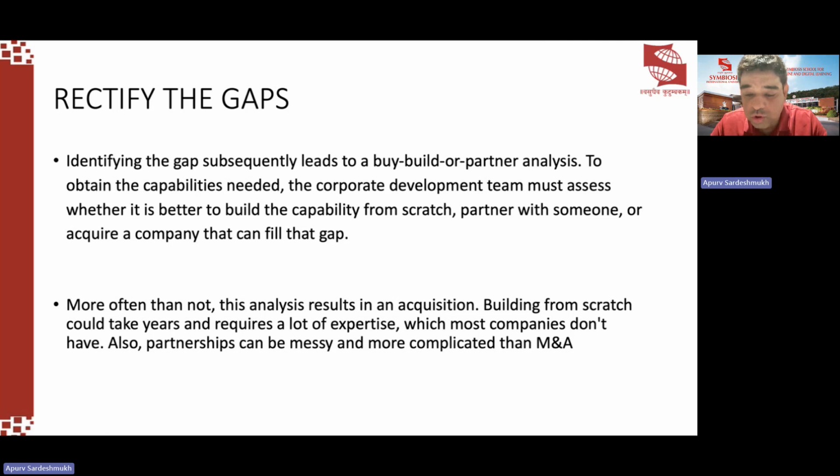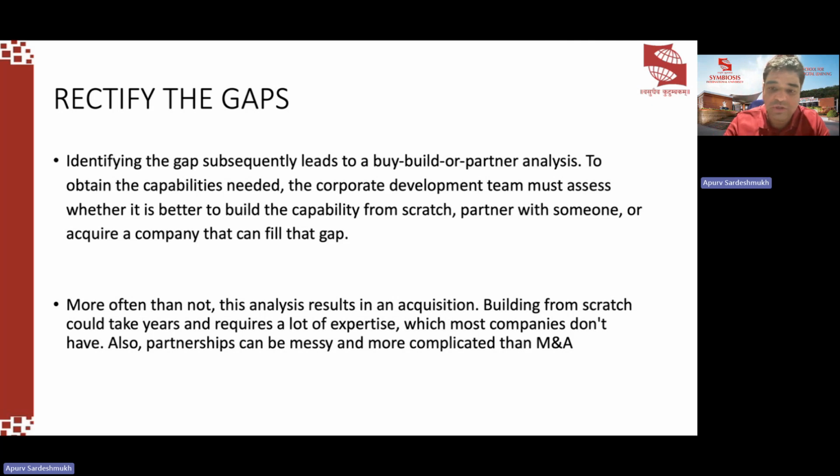So you identify those gaps, and once you identify the gap with respect to the company, you take steps to rectify it. And as I said, there are three ways. You can either partner with someone, build something from scratch yourself, or buy something. And more often than not, this analysis will result in acquisition. More often than not, you will say it might be better to acquire and get into the market straight away, and hence this analysis leads to an acquisition.